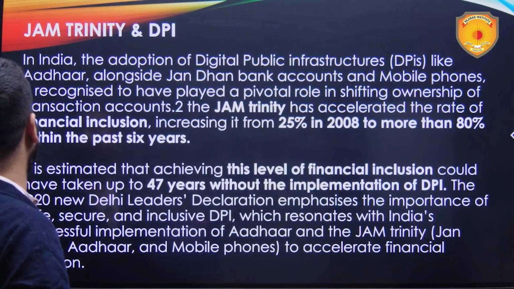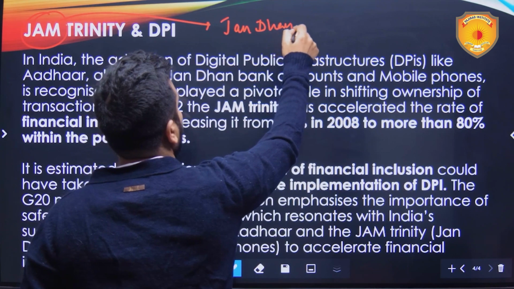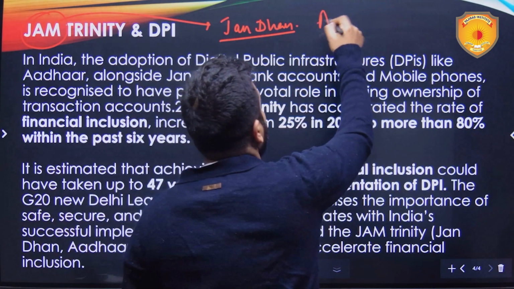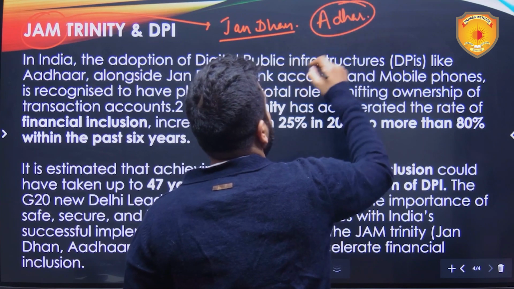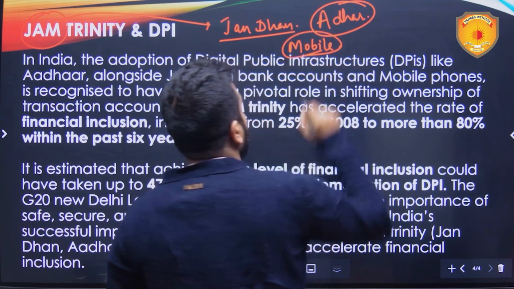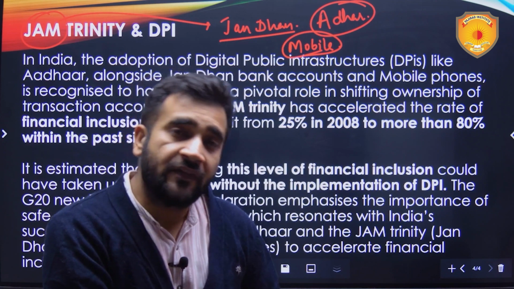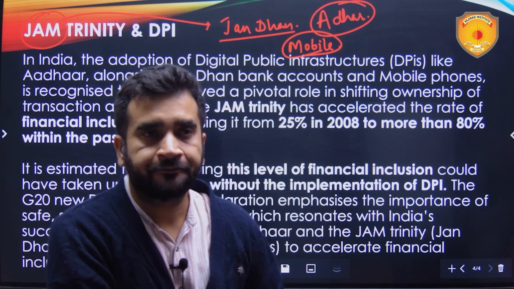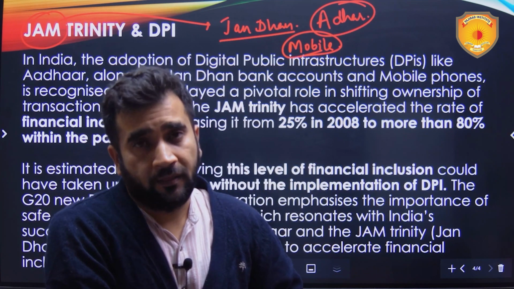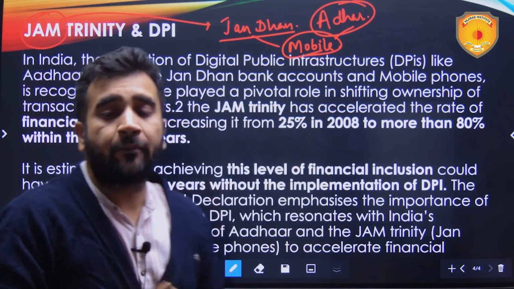JAM Trinity and DPI. What is JAM Trinity? JAM stands for Jandhan. Bank accounts were opened under the Pradhan Mantri Jan Dhan Yojana. A stands for Aadhaar, which has given a unique identity, and M stands for mobile numbers. Your Aadhaar has given you a unique identity by your biometrics. Your Aadhaar has been linked to your Jan Dhan bank accounts. Means a person can have a bank account and that person is actually existing. And that bank account has been linked with mobile numbers and the Aadhaar is also linked with mobile numbers. So this is called JAM Trinity.